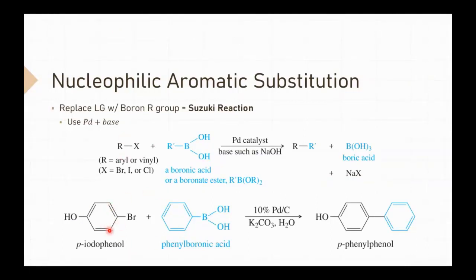So if we have something like this on the left side, we have that good leaving group. We have another reactant, but it has that boron in there. And we still have that palladium and our base, right? Water is still a base. It's going to add the R group that's attached to the boron. So instead of that bromine being there, it's going to be this benzene ring, like this.